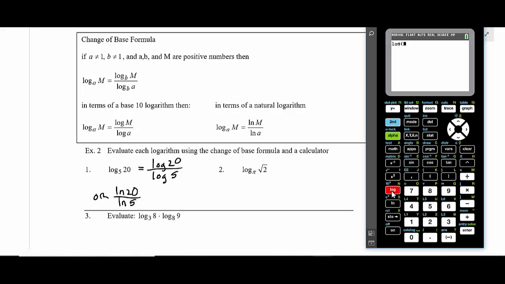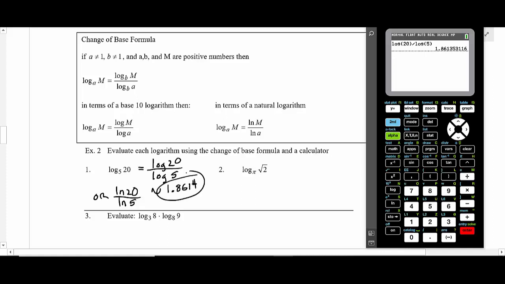So I'm just going to do log on this. I just do log 20 and then divide by log 5. And then I'll get a bunch of decimals. I'll just round this off to maybe 4 decimals, so 1.8614 if you rounded that off. So that's how the change of base formula works. Real easy to remember.